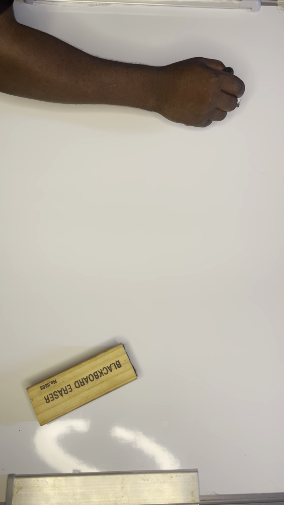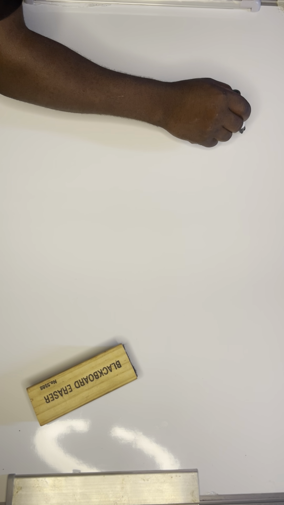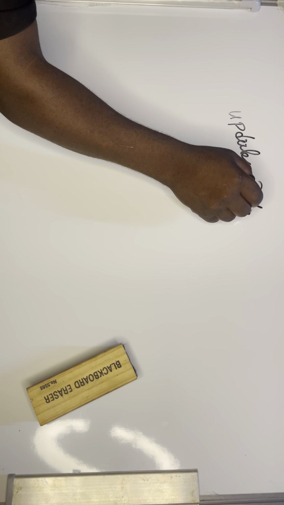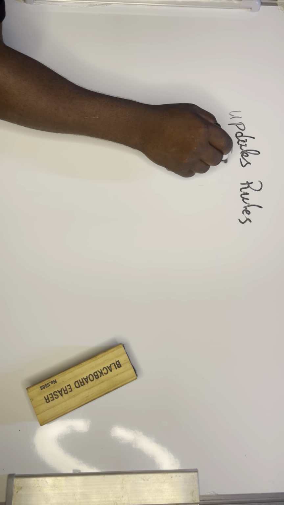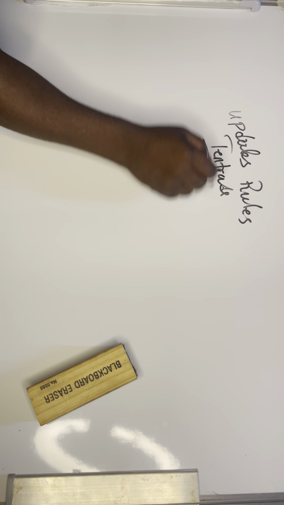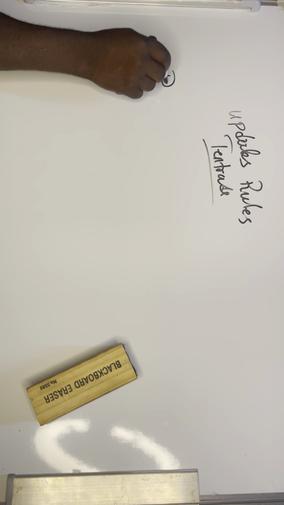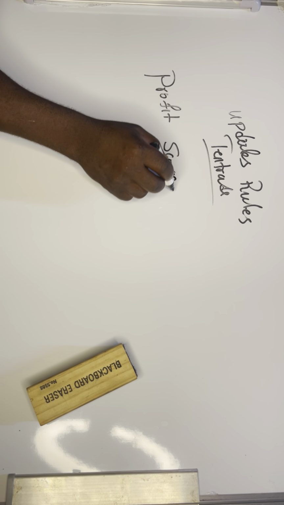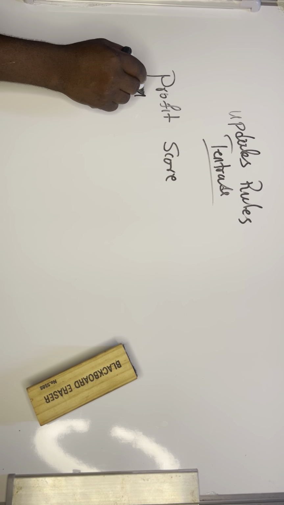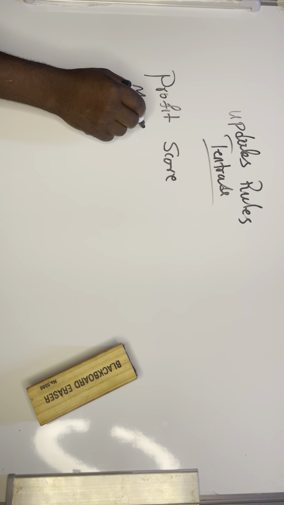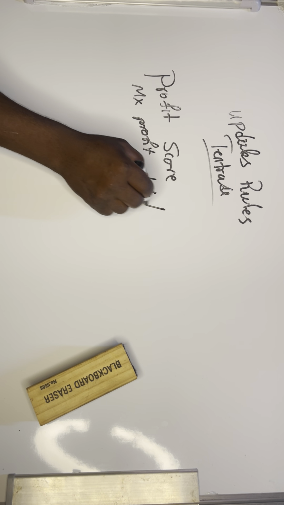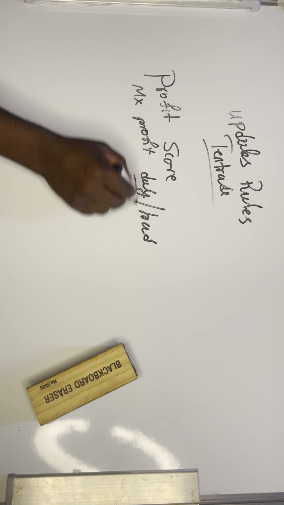Alright guys, in this short video I'm going to be discussing the updated rules for TenTrade, and most importantly the rule I'm going to be discussing is what they call the profit score. The profit score is the maximum profit that you can make in a day or in a trade. Take note of that, in a day or in a trade.